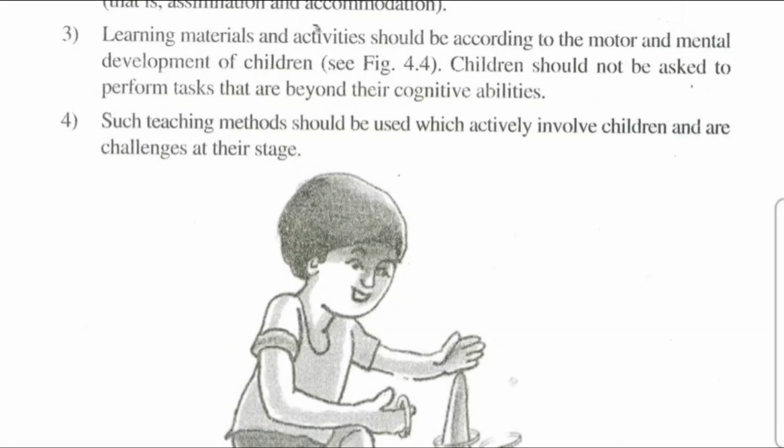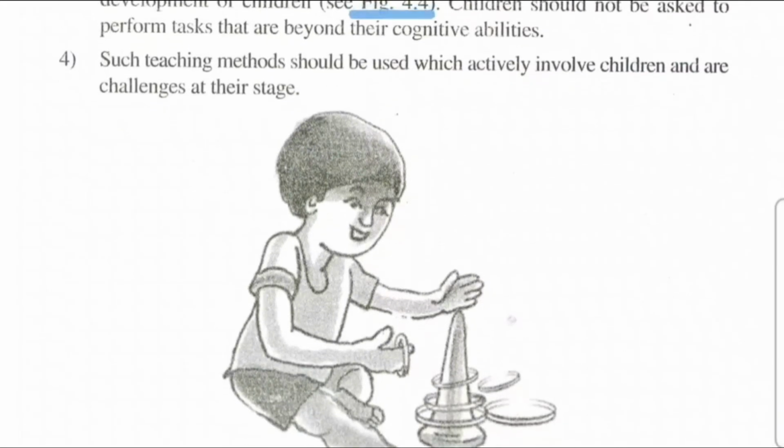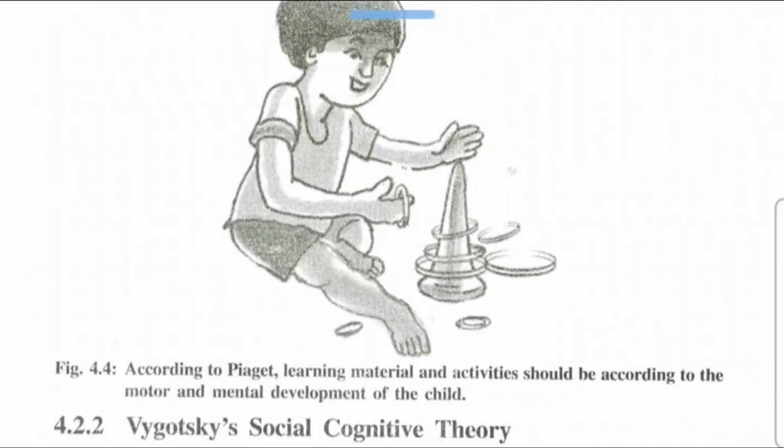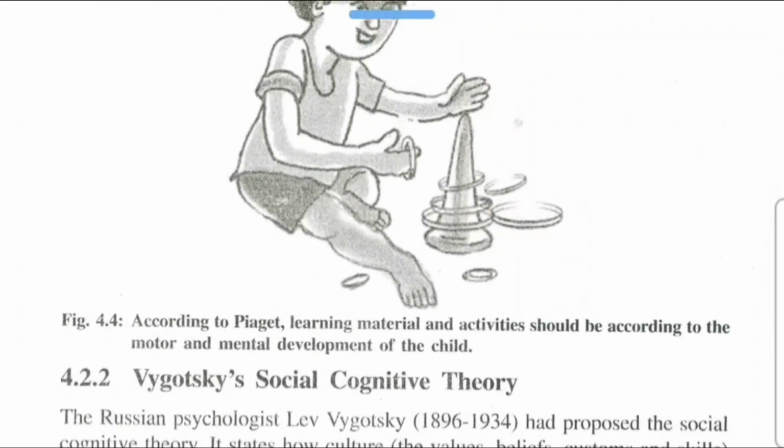4. Children should not be asked to perform tasks that exceed their cognitive abilities. 5. Teaching methods should actively involve children and present challenges appropriate to their stage of development. Fig 4.4. According to Piaget, learning materials and activities should align with the motor and mental development of the child.